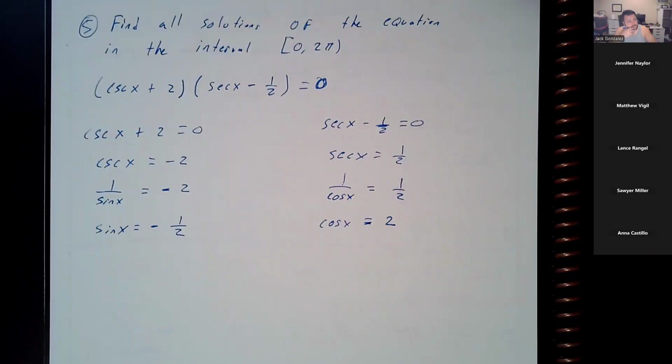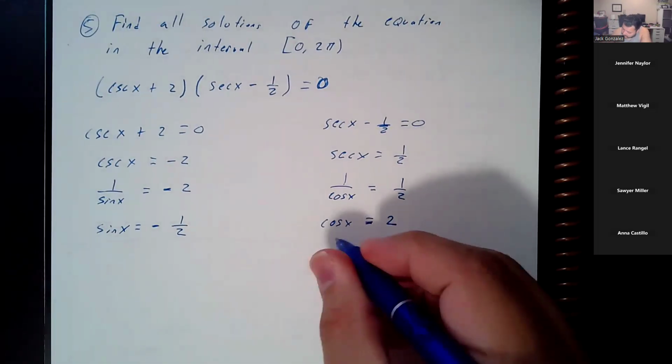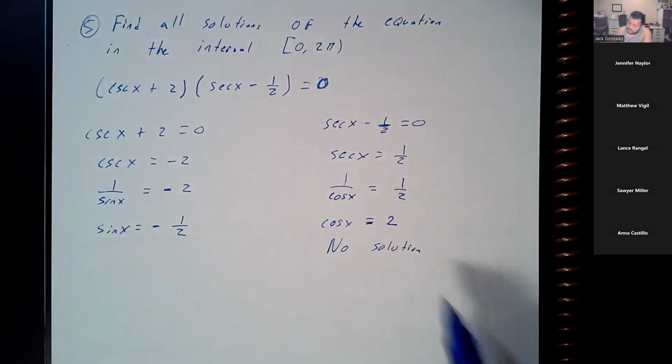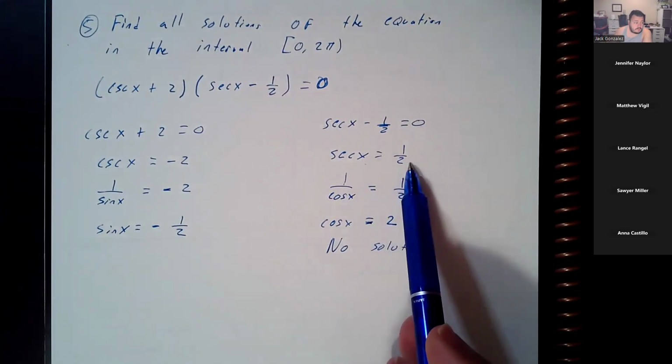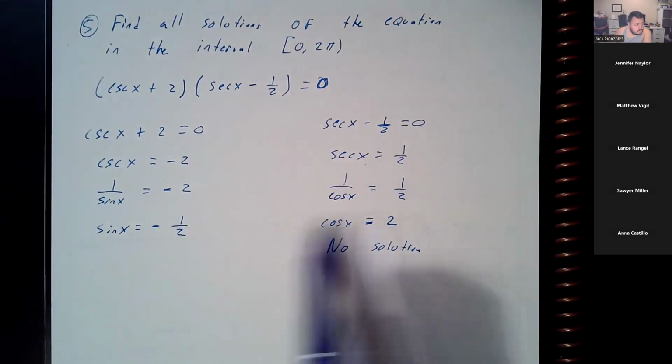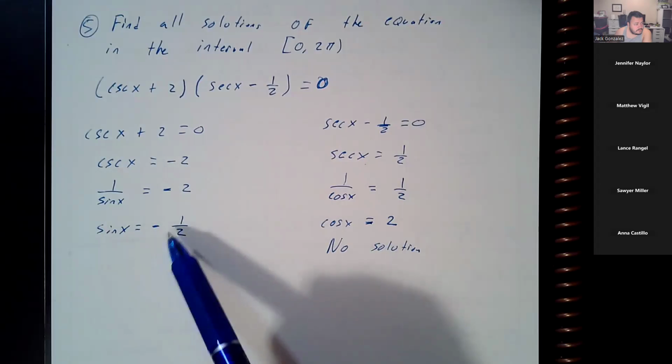Is cosine ever 2? Not in the interval that we're looking at. Yeah, it's never going to happen. It's outside the range, right? It's between -1 and 1. So this has no solution. In other words, secant is never going to be a half, which is the same as saying cosine is never going to be 2. So we really only have one to look at.